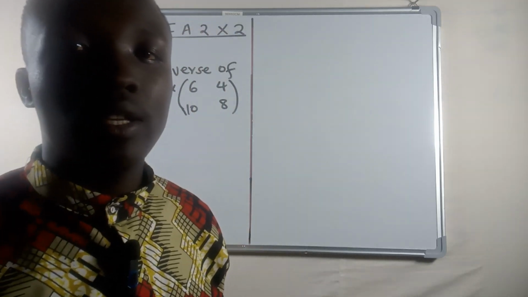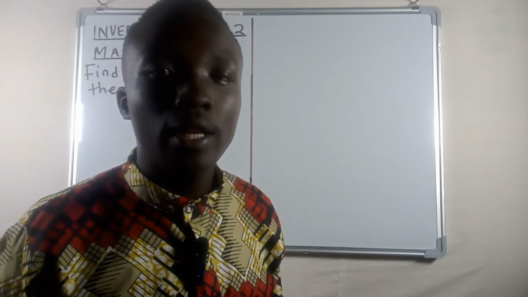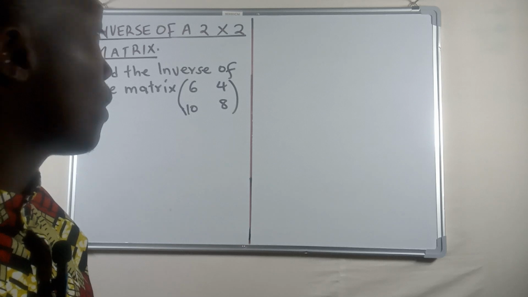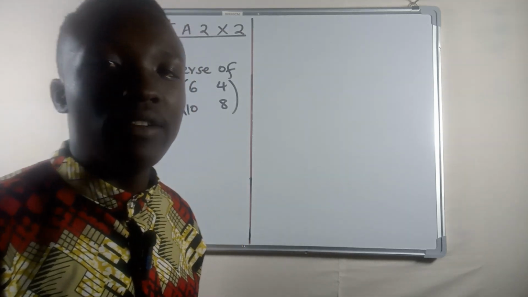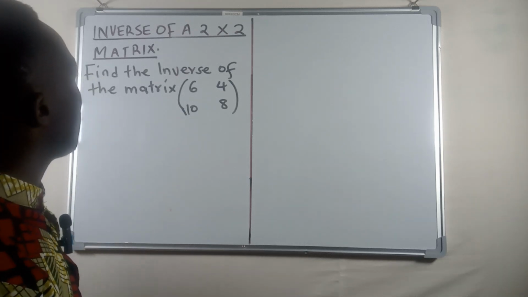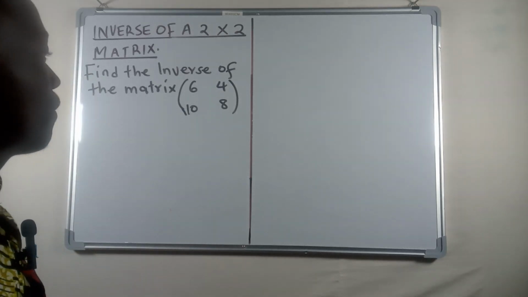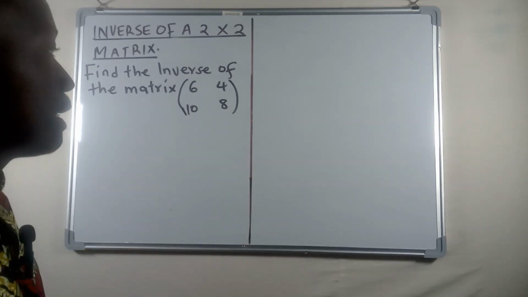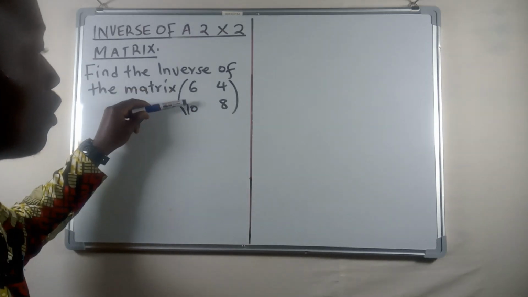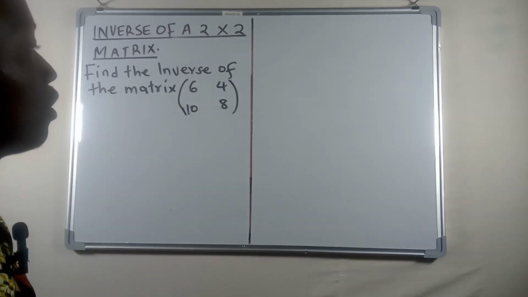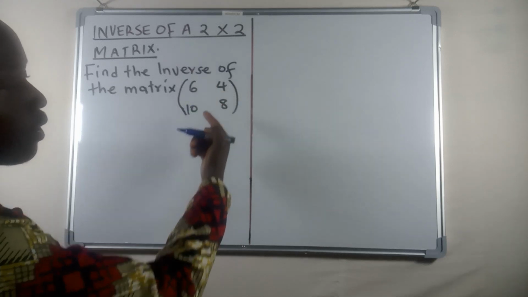So this is your teacher, Teacher Karaoke, and we are going to solve what we call an inverse of a 2 by 2 matrix. Here we have a sample of a question. Determine or find the inverse of the matrix 6, 4, 10, 8. So this is a 2 by 2 matrix. As you see, it has two rows, row 1 and row 2, and two columns, column 1 and column 2.